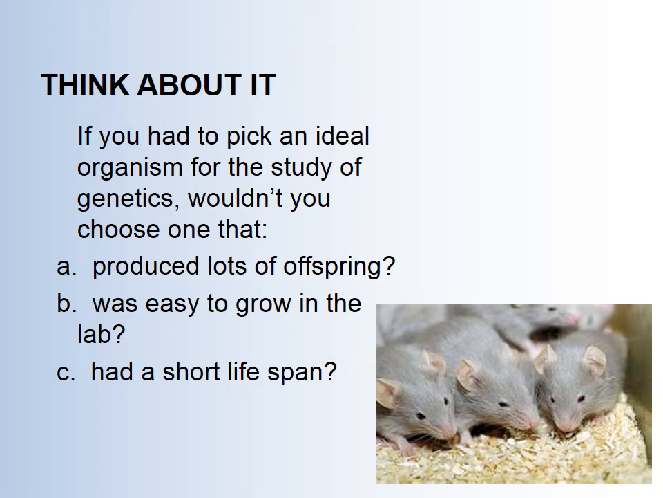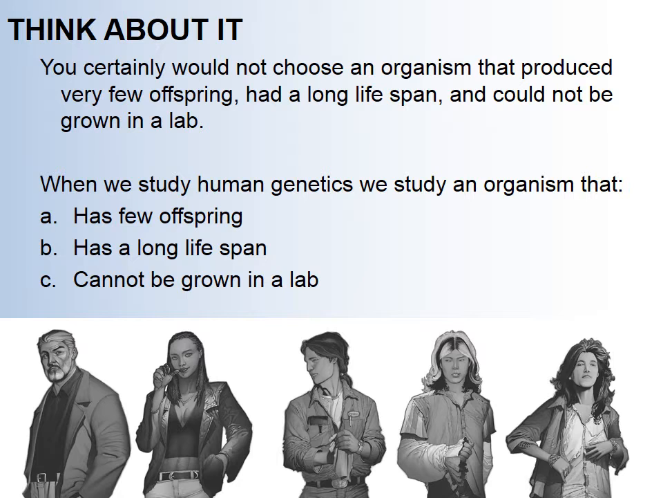Now, we're getting ready to start talking about human genetics, and you'll see that with human genetics, they're not ideal. Humans are not ideal organisms like the plants were, or the bacteria, or the fruit flies were. Most humans have few offspring. Usually it's one at a time. They have a pretty long lifespan. It takes 12, 15, 18 years for humans to mature as far as being able to reproduce, and then humans can't be grown in a lab.